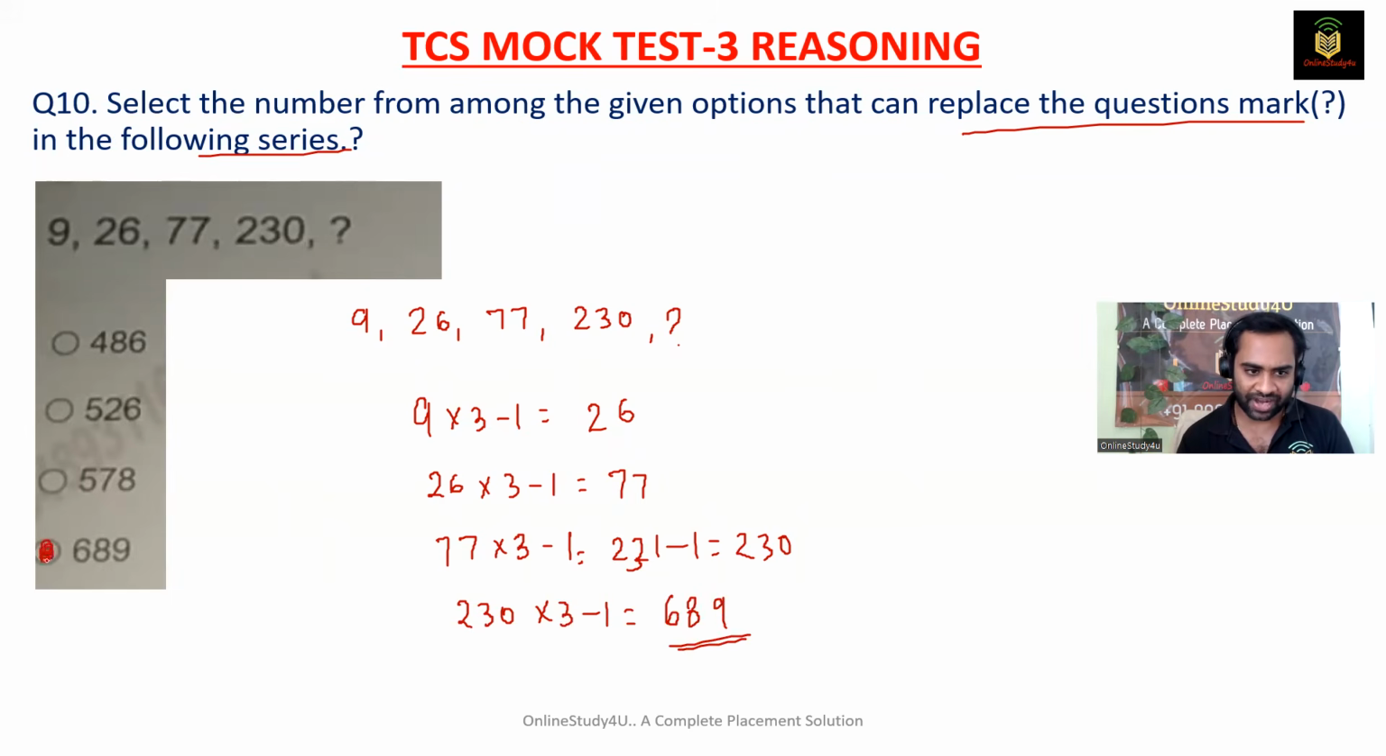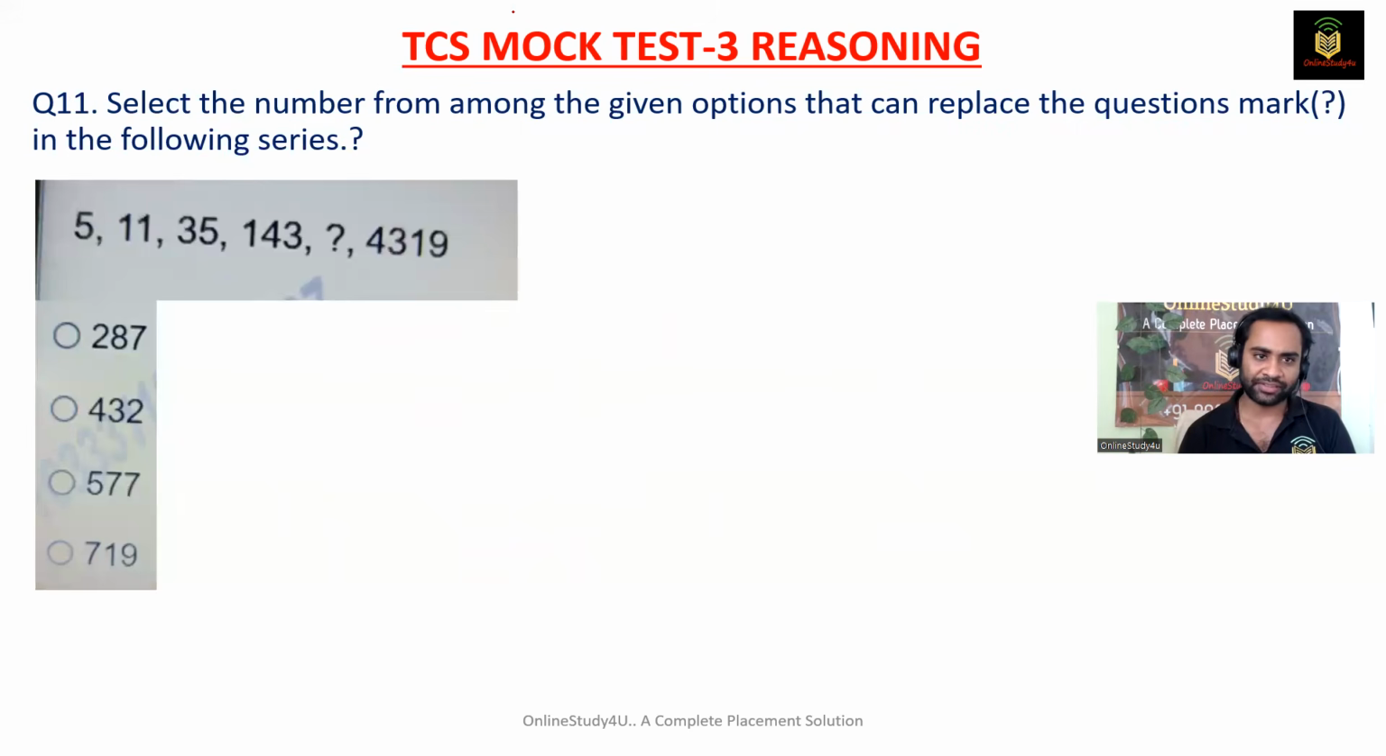So this question was quite simple. You have to mark 689 and come back from the exam. Number series will be very, very important in your examination. Then question number 11. Again, this is a question from the topic number series.